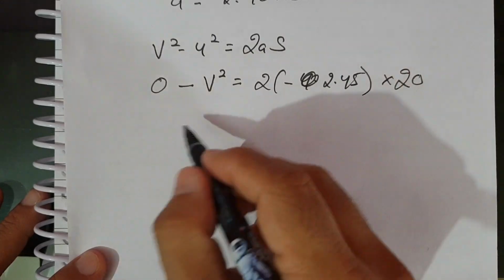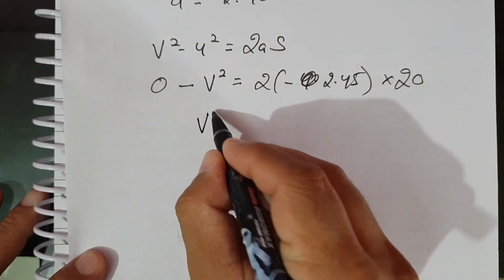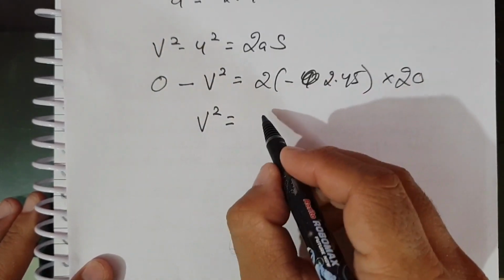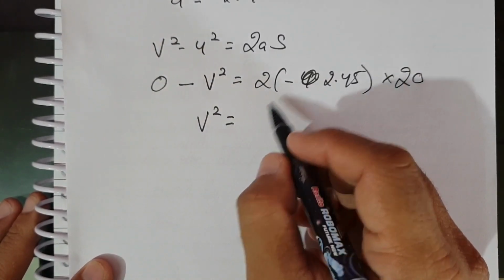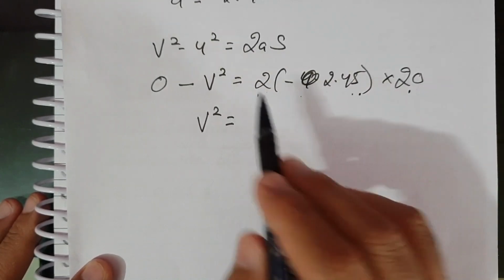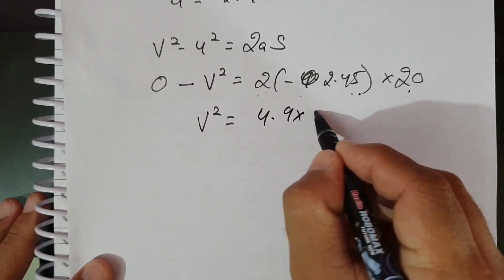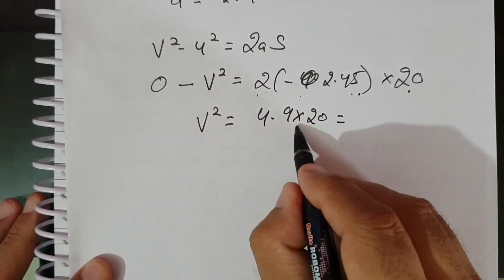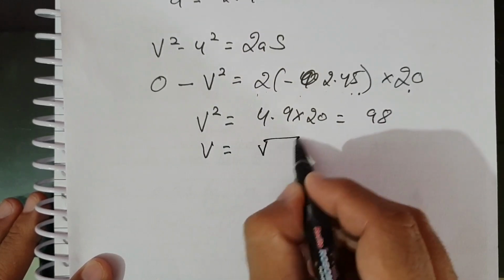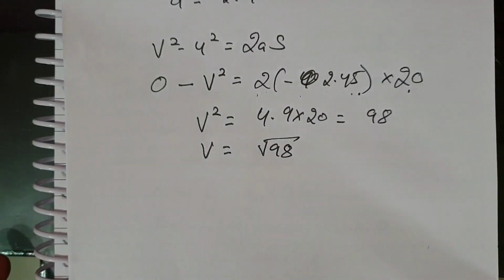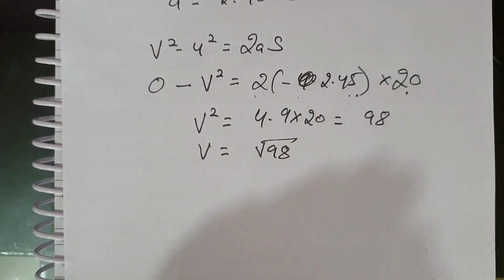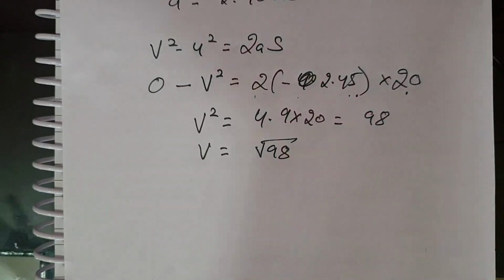Now the minus will get cancelled. So v square will be 2 into 2.45 into 20, which is 2.45 into 2 is 4.9, into 20 is 98. So v is root 98. If you look at this equation, v square minus u square is 2AS, here v is actually the final velocity, as the block is finally coming to rest.